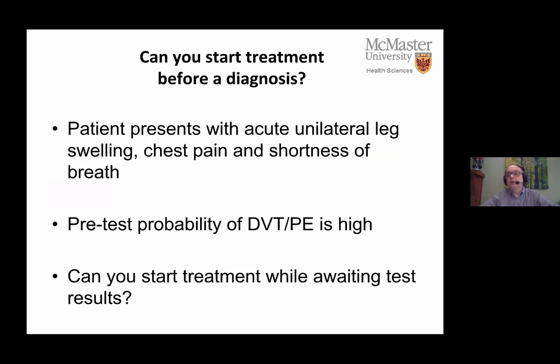A question we get asked all the time is, you're a family physician working in a community in Canada or elsewhere, the patient shows up with a big sore swollen leg, you have a high clinical suspicion of venous thromboembolism, they have some symptoms of pulmonary embolism. Is it reasonable to treat that patient pending a diagnosis? The answer is absolutely yes. In fact, not doing so exposes the patient to the risk of death. If the pretest probability of deep vein thrombosis or pulmonary embolism is high, then you should get on with treatment.